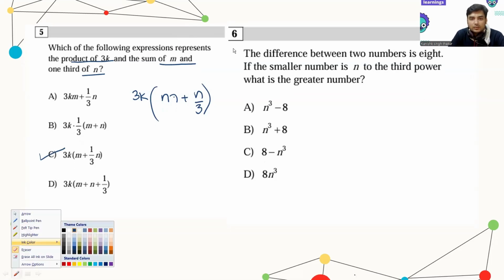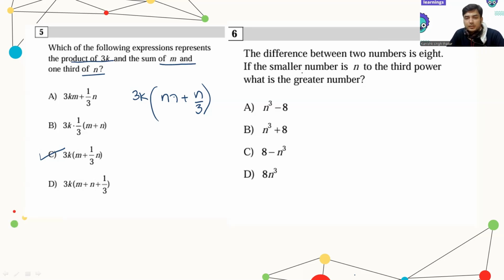Let's go ahead and do question number 6. It says the difference between two numbers is 8. If the smaller number is m, this is a kind of trickier question, to the third power, what is the greater number? Their difference is 8, right? The smaller number they have given is n cubed. So I'll take the bigger number as x.